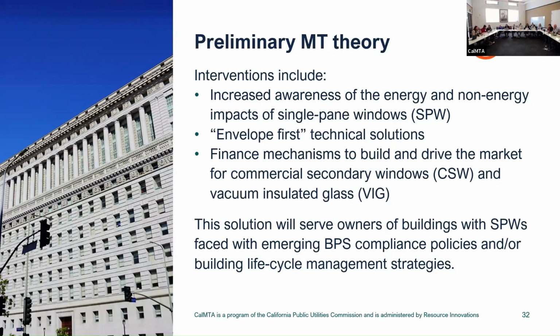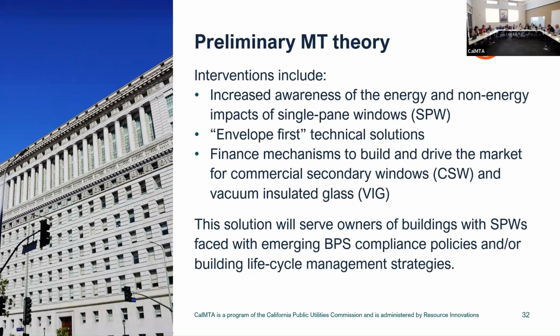We'll talk about this more later, but I think for context, particularly with windows, it helps to talk a little bit about the preliminary MTI theory. It'll make what comes next easier to follow. High-level interventions include increased awareness of the energy and non-energy impacts of single-pane windows. The thesis here is there's not a lot of knowledge in the market about energy impact, particularly in mild climates.